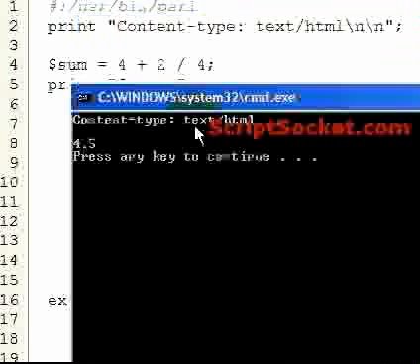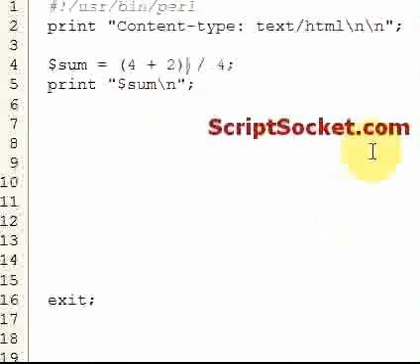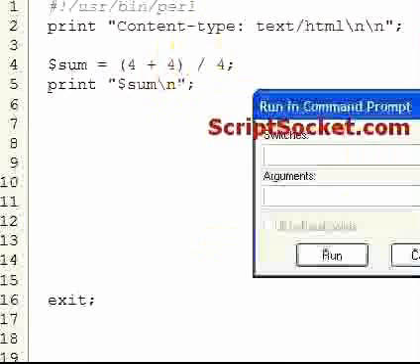If we wanted the addition to take precedence over the division, we put it in brackets. Now let's just make this a 4 to make this division an integer. 4 plus 4 is 8, divided by 4 should give us 2. Okay, the answer is 2.